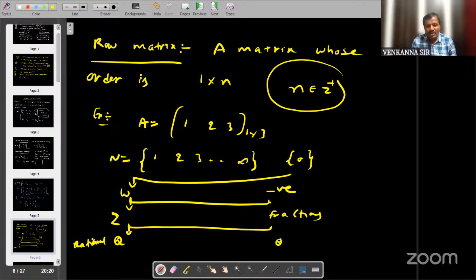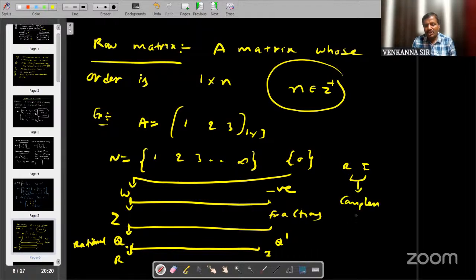And rational and irrational. If you mix rational and irrational combined, it's real. And real and imaginary, what is the combination of real and imaginary? That is complex numbers. So this sequence of numbers you should remember. Natural numbers are 1 to infinity. 0 added is whole numbers. Whole numbers and negative numbers are the integers. Integers and fractions are rational. Rational and irrational are the real. Real and imaginary is complex.